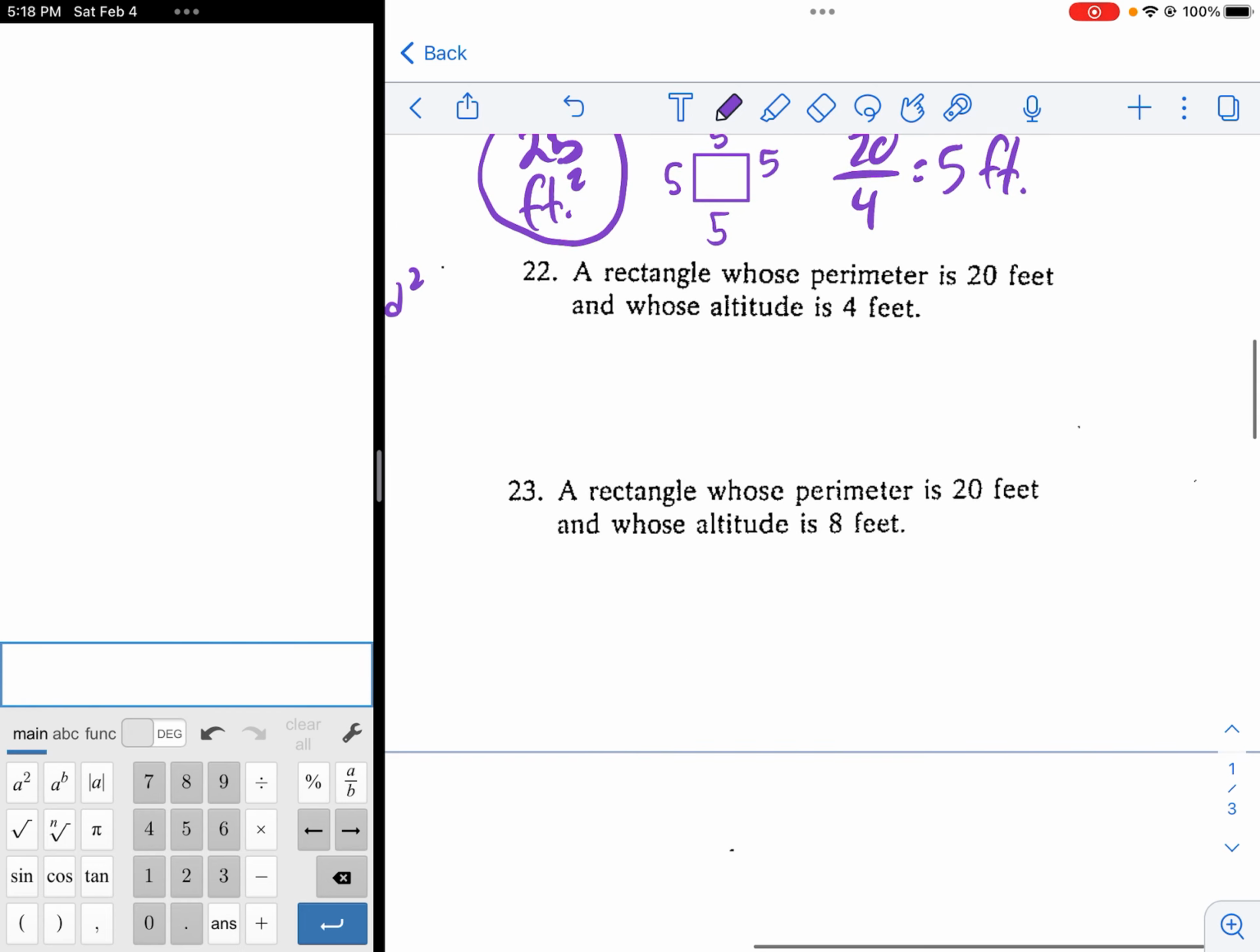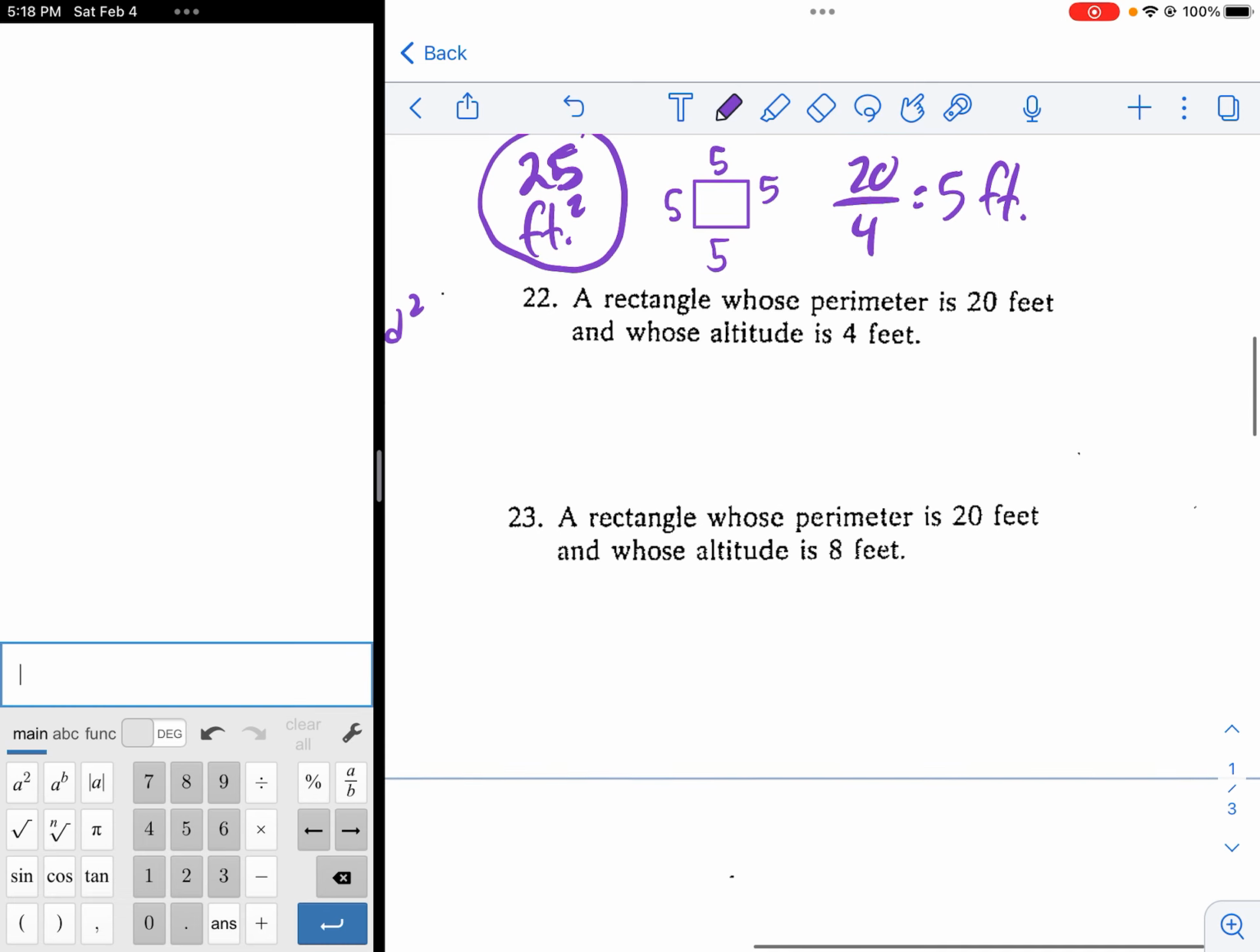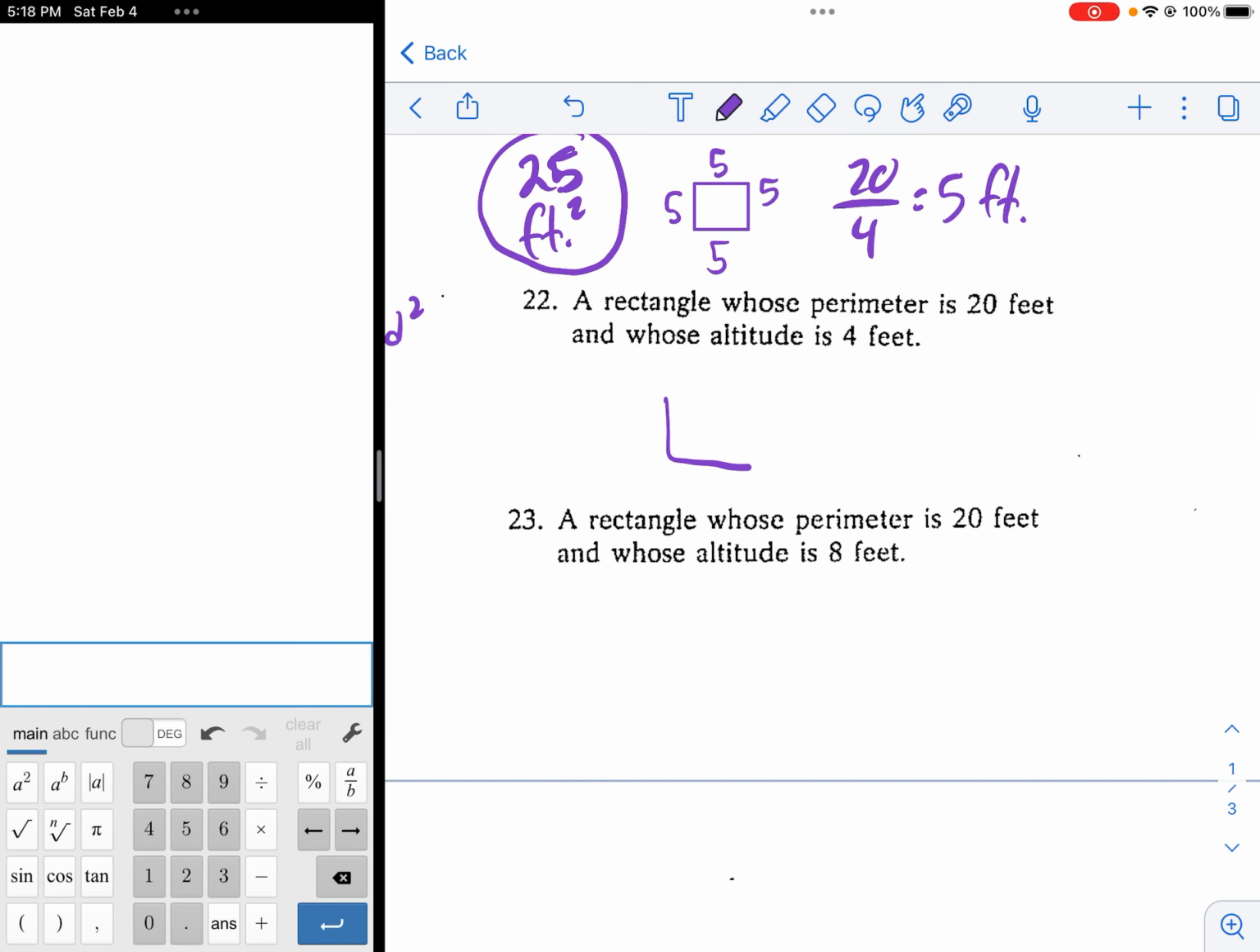Number 22 asks for the area of a rectangle whose perimeter is 20 feet and whose altitude is 4 feet. Perimeter is 20 feet and altitude is 4 feet. So altitude is just give me its height. So if I know its altitude is 4 feet, that takes care of 8 feet of the perimeter, right?